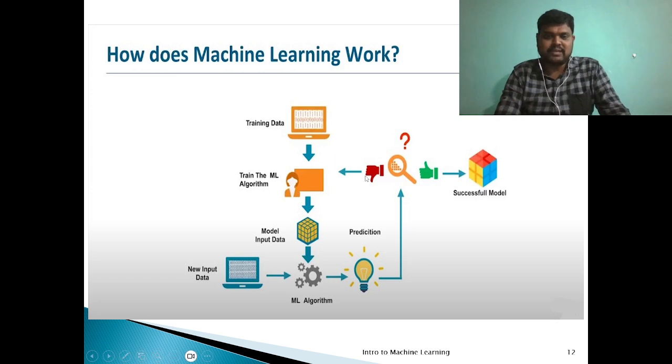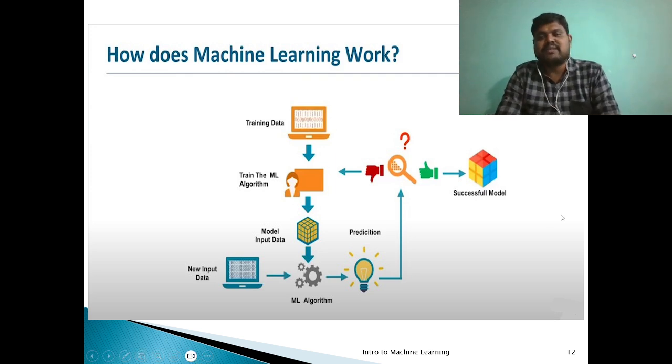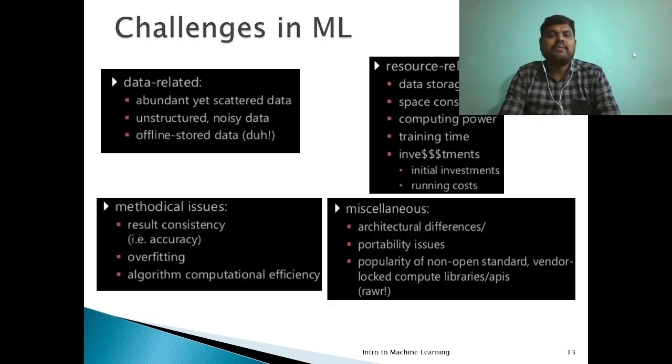Otherwise you can go back to the model and you can select any other model or you can change the attribute, right? So that you can go back and predict whether it predicts the output or not, right? So this is how a machine learning model will work basically, right?